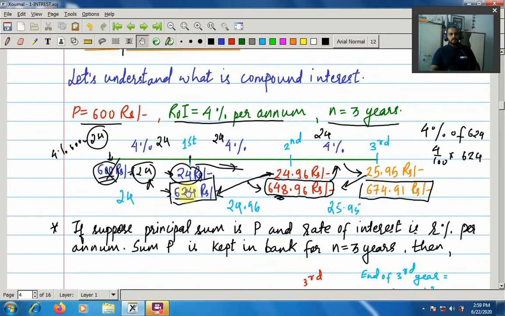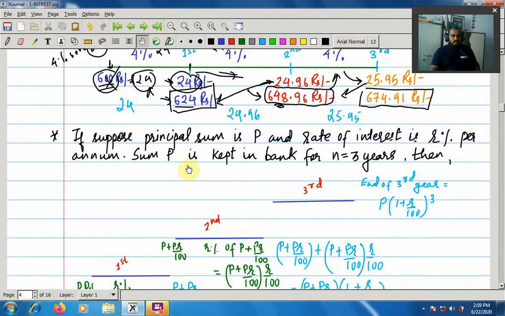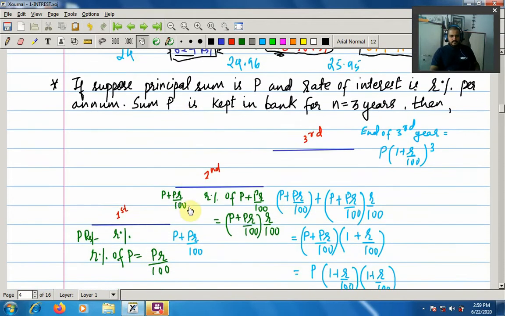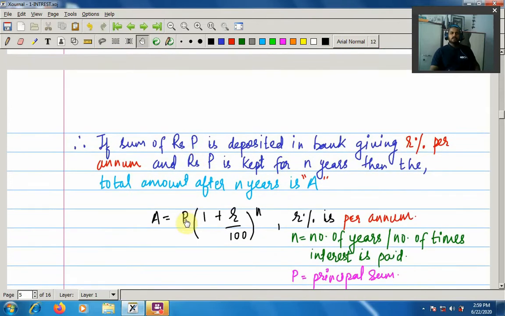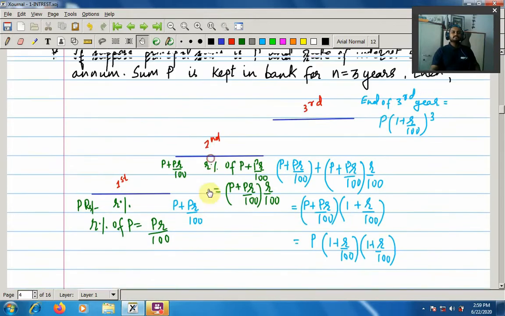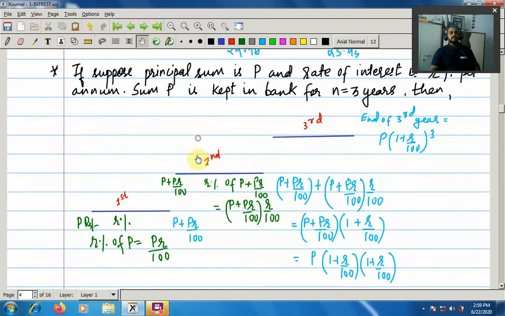Let's move further. Let's read it. Okay, this is the theory part for this formula. How much amount am I going to get after 3 years if my interest is added by the compound interest method? Let's see. This is very easy to understand.